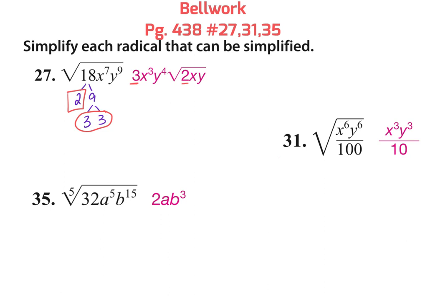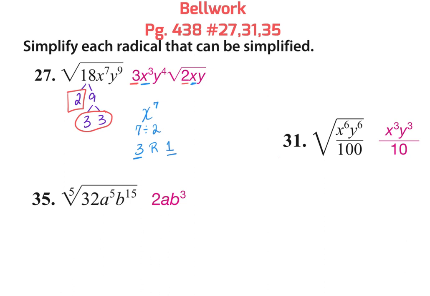For the variables, I always just do my division. So I have x to the 7th. I'm going to say 7 divided by 2. 2 goes into 7 3 times with the remainder of 1. So 3 represents how many x's come out. 1 represents how many x's will stay in.